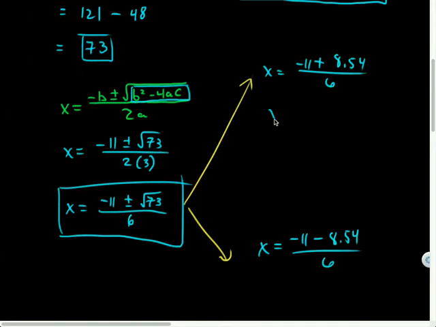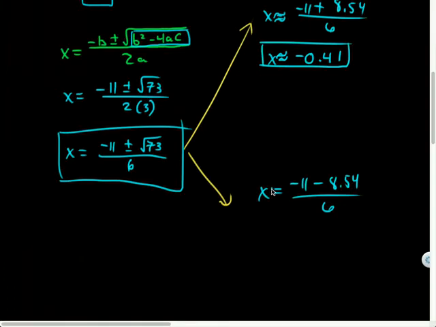So let's evaluate both of these. One of these, negative 11 plus that, is going to be negative 2.46 divided by 6, which is negative 0.41 when I round to 2 places. It was 409, so I had to round up. Oh, and actually this technically should have been squiggly signs because they were squiggly equals.